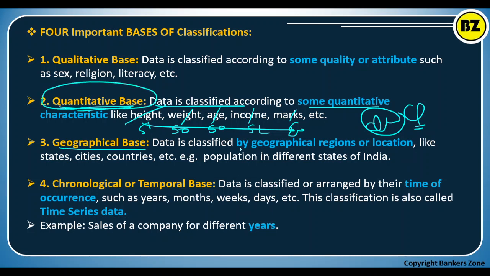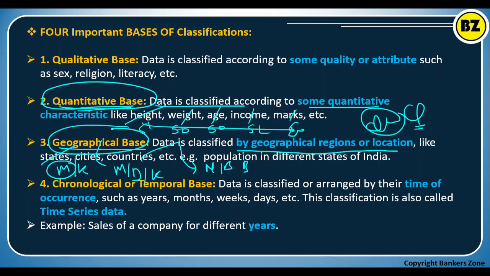Geographical base means data is classified by the geographical region or location. For example, data collected from Maharashtra, data collected from Kerala, data collected from cities, say Mumbai, Delhi or Kochi, data collected from different countries, say Nepal, Bhutan, Bangladesh. So basically, if you consider geography as the base, it is the geographical base of data classification.